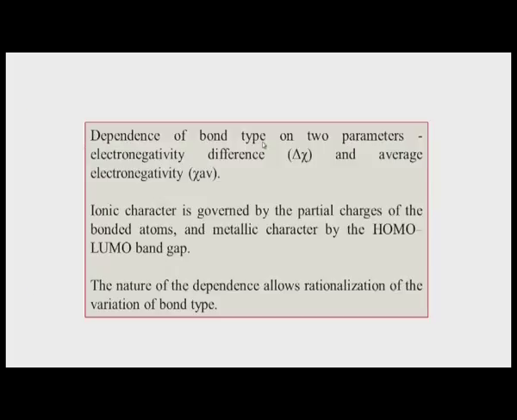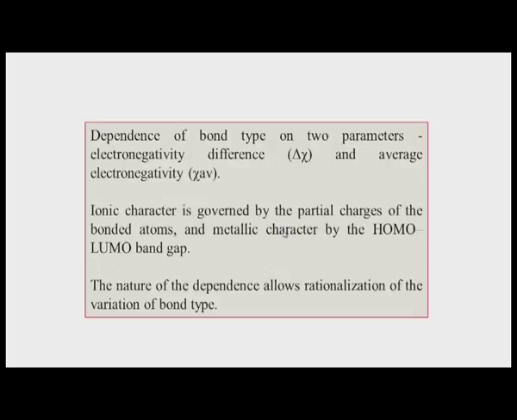So, the dependence of bond type is basically governed by two parameters, that is, we are talking in terms of electronegativity: the electronegativity difference and the average electronegativity. If these two parameters are the controlling parameters, then we can define the nature of these molecules as to whether it is an ionic compound or a covalent compound. So, the ionic character, like that present in NaCl, is governed by the partial charges of the bonded atoms, but another character we consider here is the metallic character.